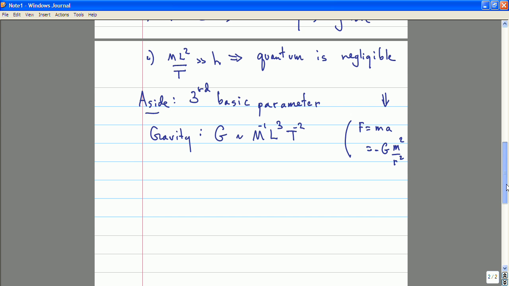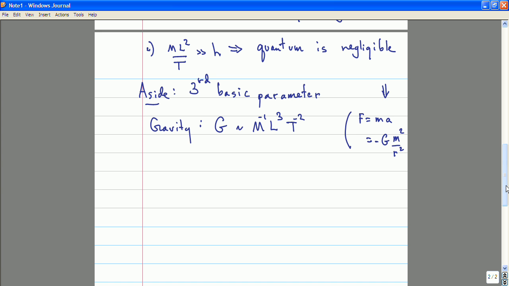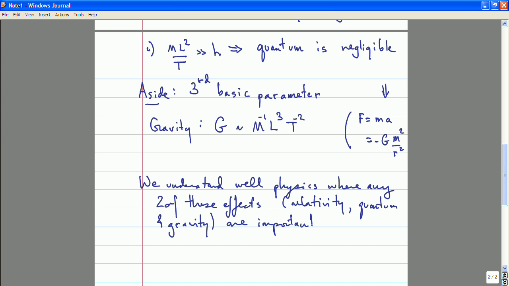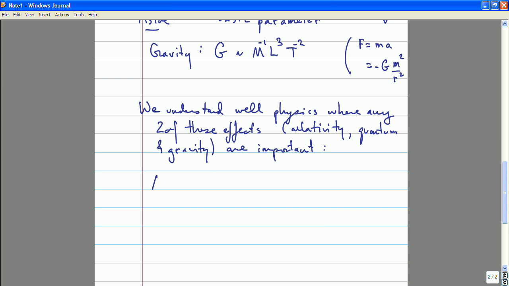And just as a bit of an aside, I should say that we, whereby we I mean we as a species, we as physicists, understand well the physics where any two of these effects, namely relativity, quantum mechanics, and gravity, are important. So, for example, if none of the effects are important, well, that's what we call Newtonian physics, in the absence of gravity.